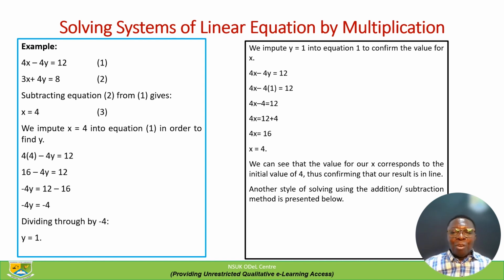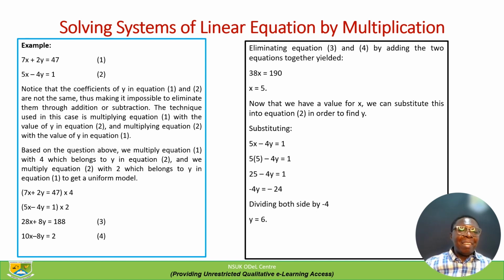Another style of solving using the addition or subtraction methods is presented below. Let's move to the next and see. So let's check this example 1. 7x plus 2y equals 47. This should be our equation 1. And we have 5x minus 4y equals 1, which is our equation 2.